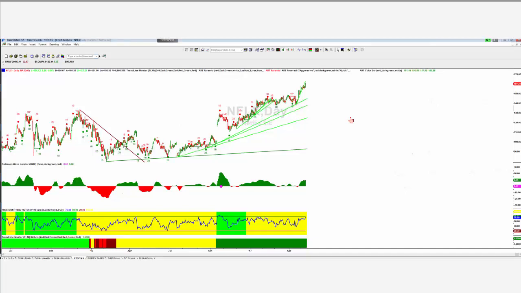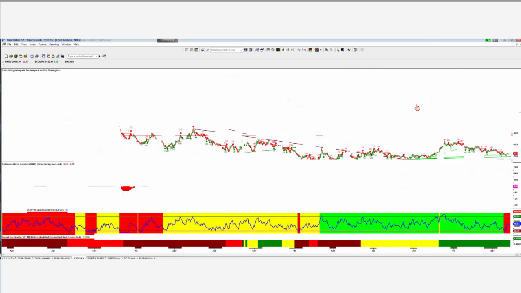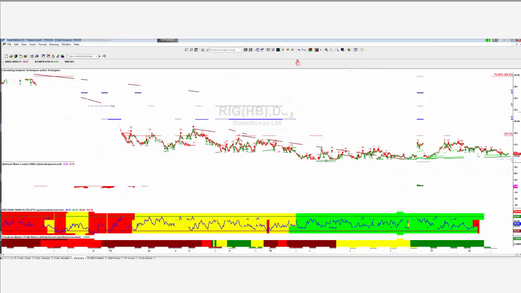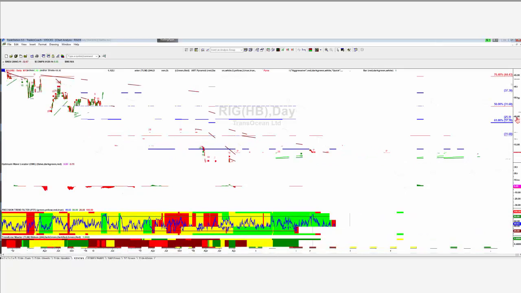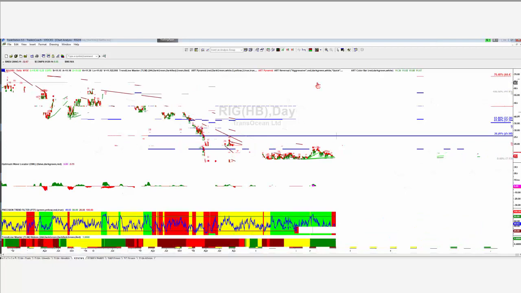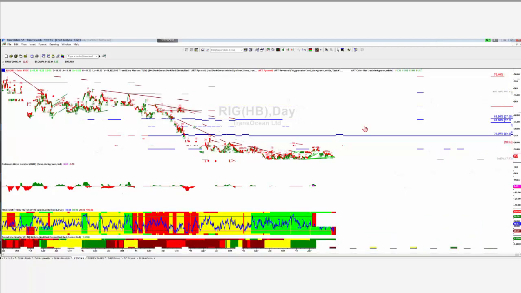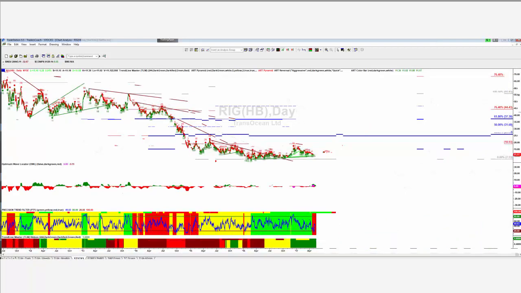How about RIG? Let's take a look at RIG, maybe one. Give that a second to load. Okay, so here is RIG right here, and notice we have the fib channels drawn in. You can spot wave 3. Look at the huge move down. So wave 4 should end up in between those two blue lines.